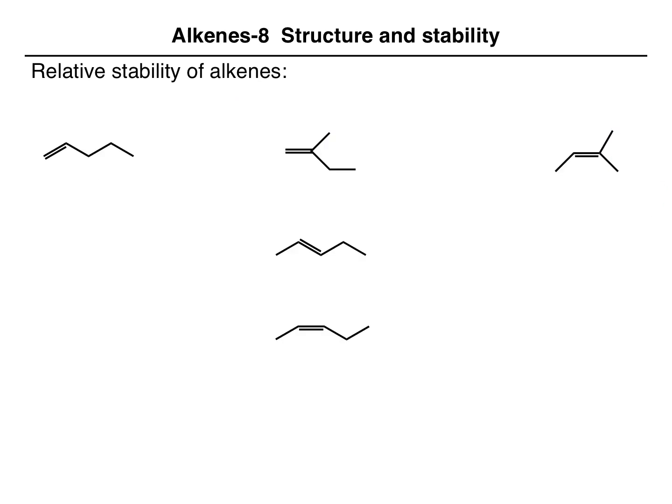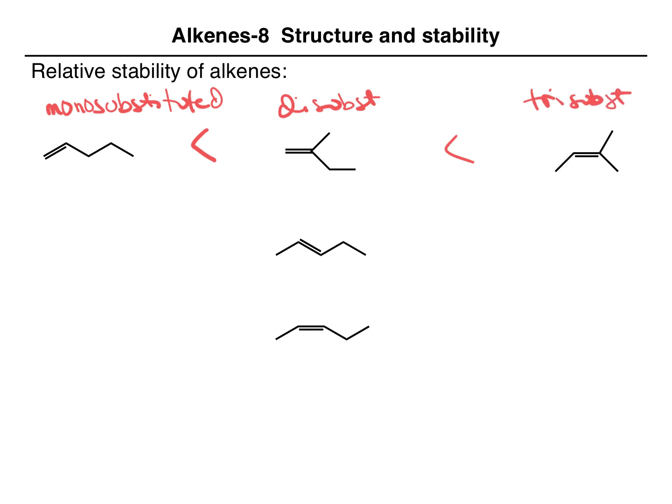So in terms of the relative stability of alkenes, monosubstituted alkenes are less stable than disubstituted, which are less stable than trisubstituted, and then trisubstituted would be less stable than tetrasubstituted. First of all, why is there a difference between the mono, di, tri, and tetra substituted?